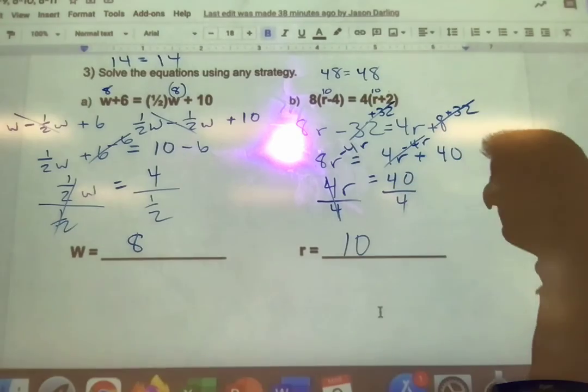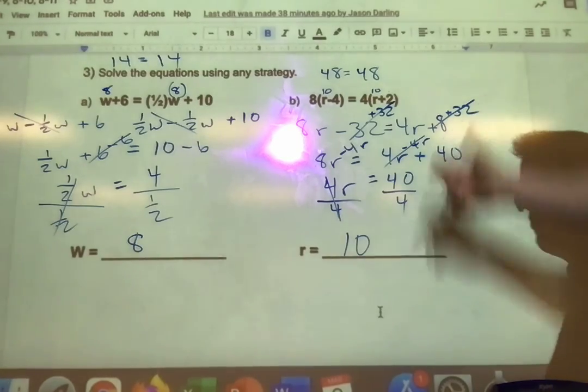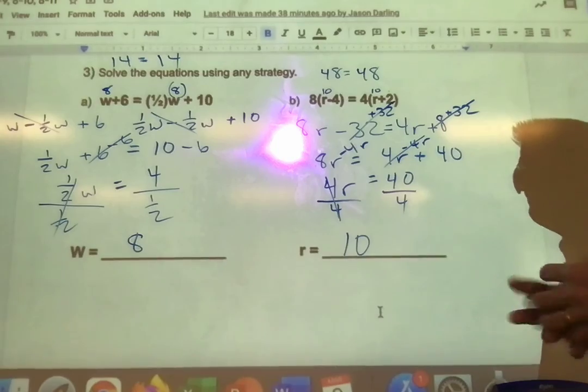Okay, so again, make sure you've got these copied down. It's a lot of work and a lot of thinking that we did there. Okay, all right.